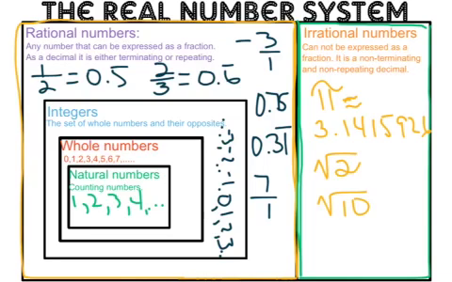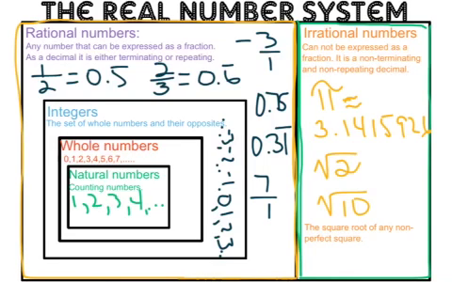So let's go ahead and add that to the irrational side of our graphic organizer. Okay, so I added to the irrational side the square root of any non-perfect square. So square root of 2, square root of 3, square root of 5, anything that's not a perfect square. If you try to take the square root of it, you will get an irrational number because it will be a non-terminating, non-repeating decimal.